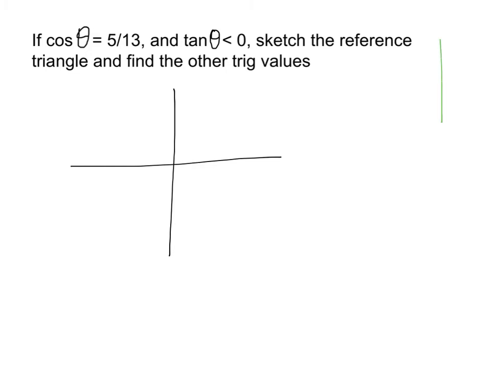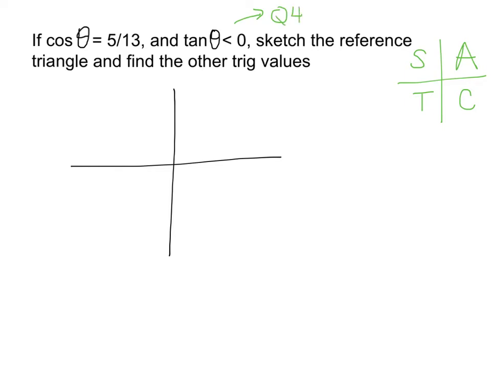Now, if you recall this handy acronym, All Students Take Calculus, that tells us that in the first quadrant, all of the trig functions are positive. In the second quadrant, sine is the only one that is positive. In the third quadrant, tangent is the only one positive. And in the fourth quadrant, cosine is the only one that is positive. So in my example here, cosine is positive, but tangent is less than 0, so tangent is negative. That tells me that I'm going to be living in the fourth quadrant.